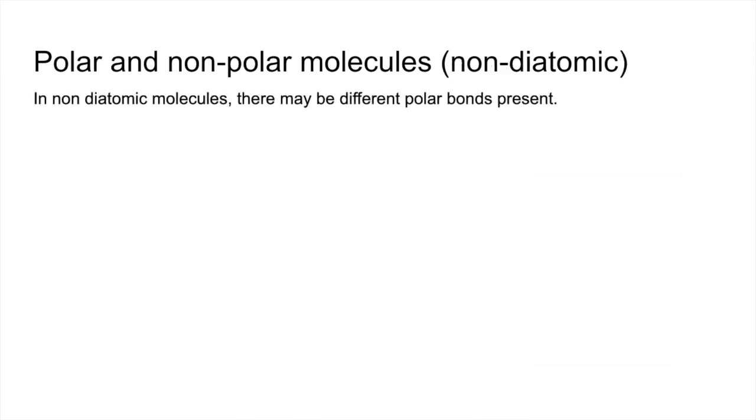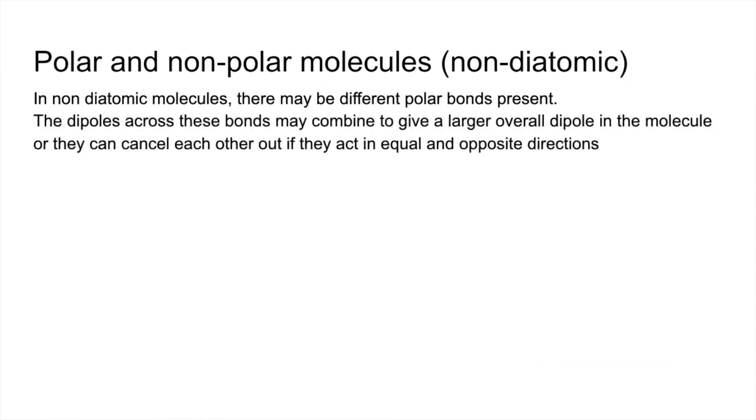In non-diatomic molecules there may be different polar bonds present. The dipoles across these bonds may combine to give a larger overall dipole in the molecule, or they can cancel out if they act in equal and opposite directions.